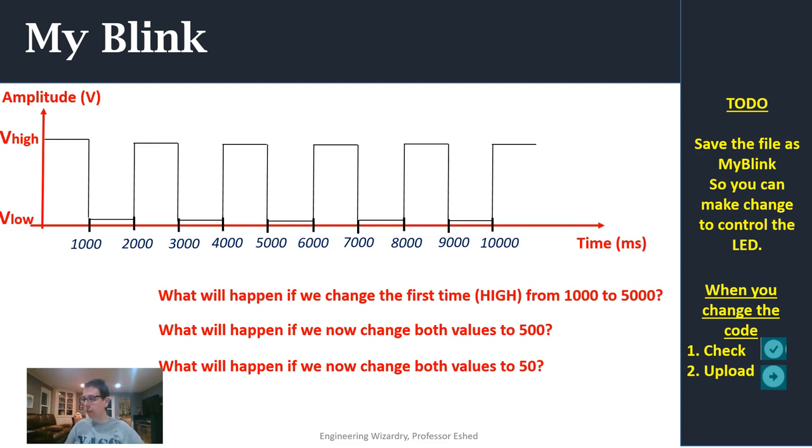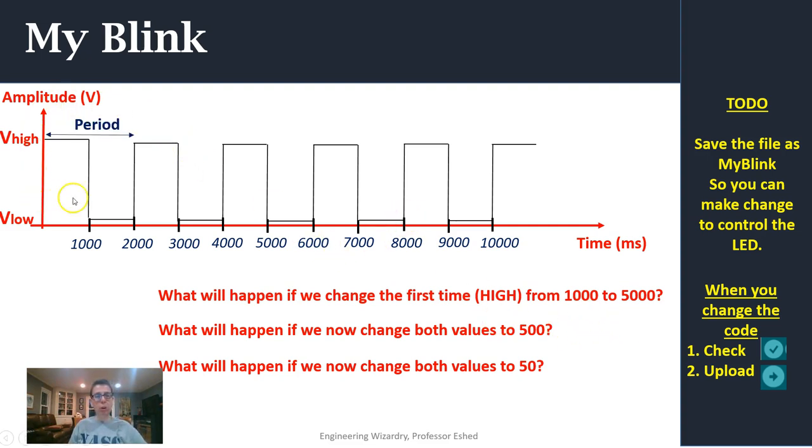So I'll change it to 50. I'll change both of them to 50. 50 on, 50 off. Hit the verify, hit the upload, have it uploaded, and see how fast it blinks now? Much faster than half a second. So it's 0.05 seconds on, 0.05 seconds off. Pretty cool, huh? All right.